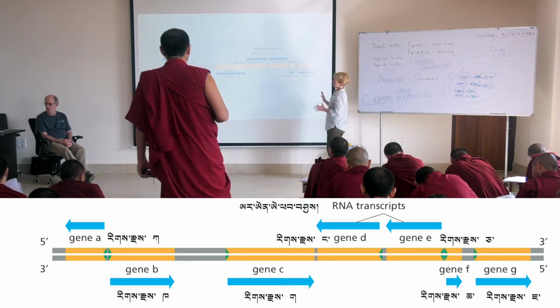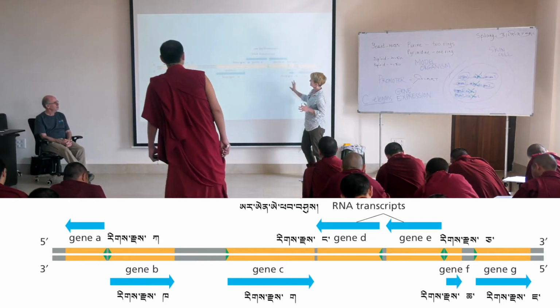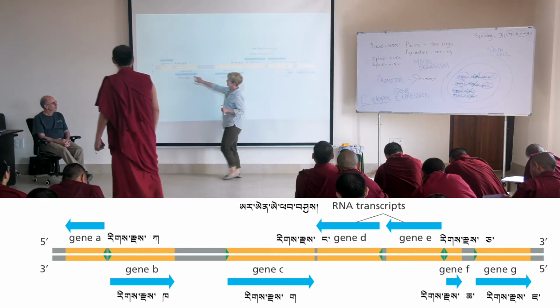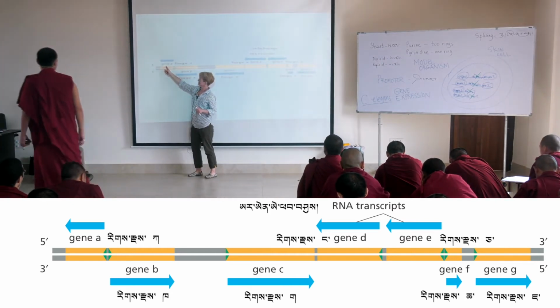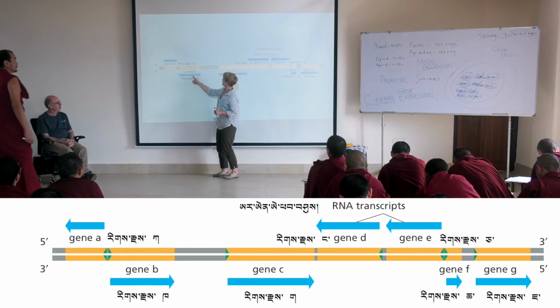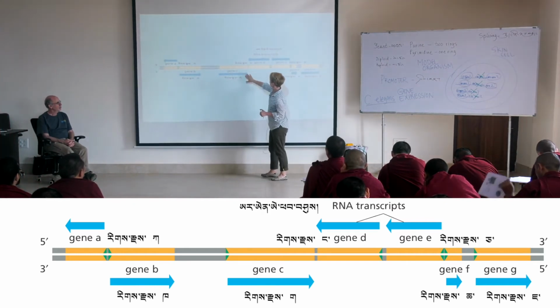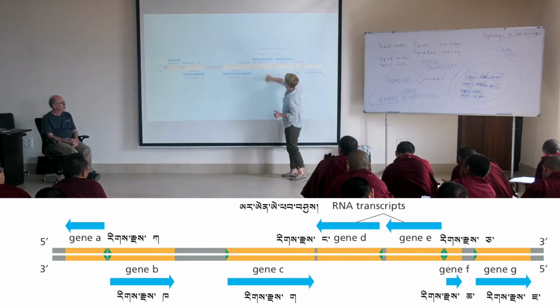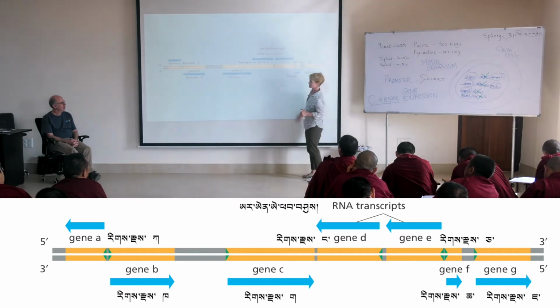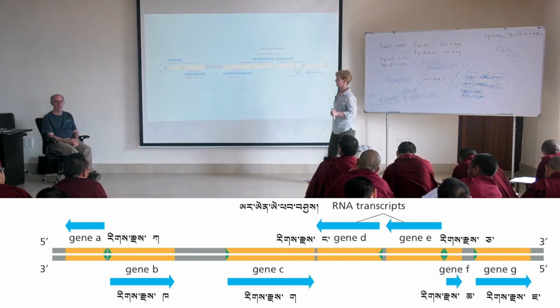And again, you don't need to know the details of this diagram, but just recognize here we've got gene A on this strand, and gene B is on this strand, and gene C is here on this strand, and gene D is up here, and gene E is up here, and so on. So there are genes all over.